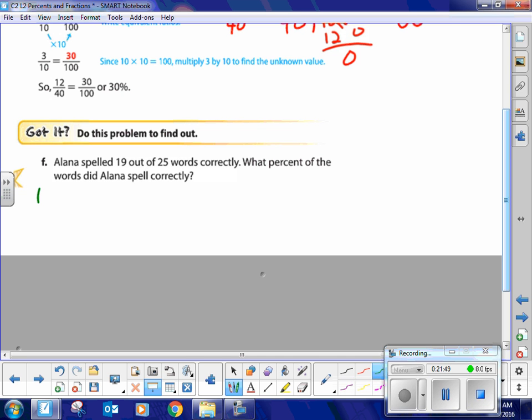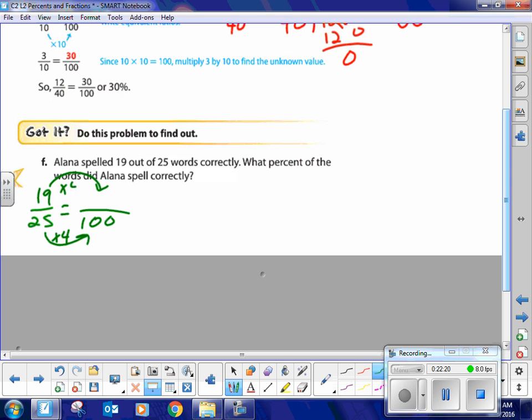So you got 9/25ths. She spelled 9 out of 25 words correctly. What percent of the words did Alina spell correctly? Now recognize this is a ratio, right? 9 out of 25. Set it up as a fraction. You can easily turn 25 into 100 by multiplying it by 4. Whatever you do to one number, do to the other.